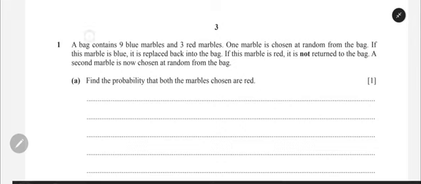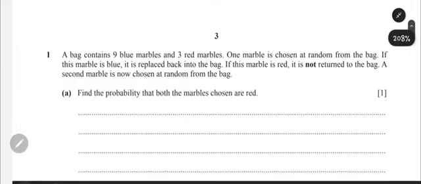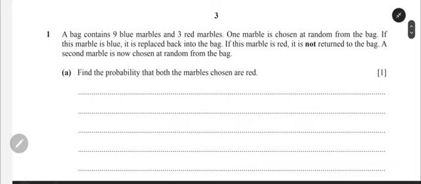From the first question here, a bag contains 9 blue marbles and 3 red marbles. One marble is chosen at random from the bag. If this marble is blue, it is replaced back into the bag. If this marble is red, it is not returned to the bag. So meaning that when you select blue, it is with replacement, while red is without replacement. Whenever you select blue, you have to return it to the bag, but when you select red, you don't need to return it. Now we have to find the probability that both the marbles chosen are red.